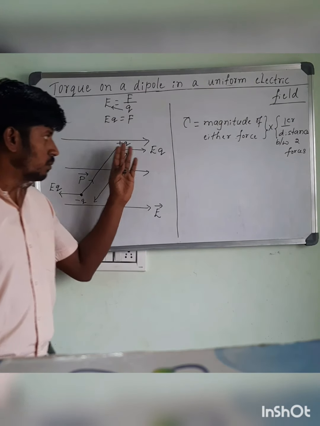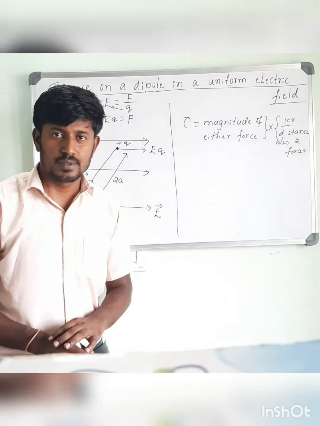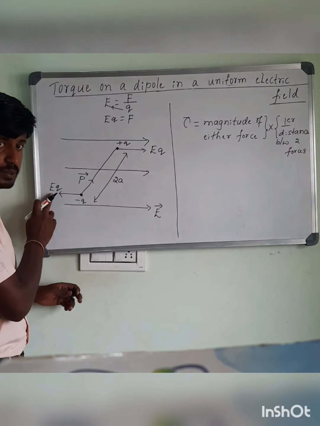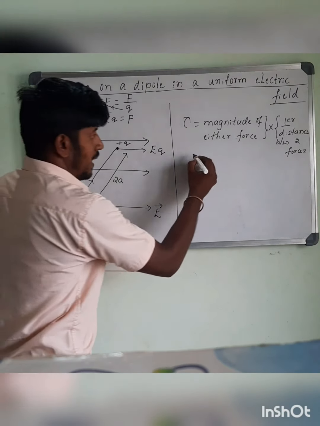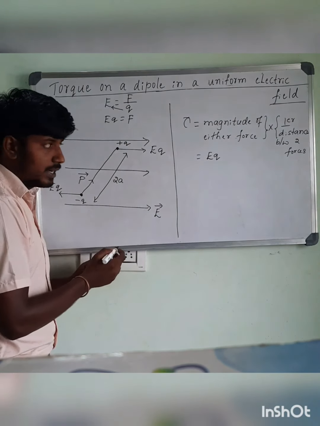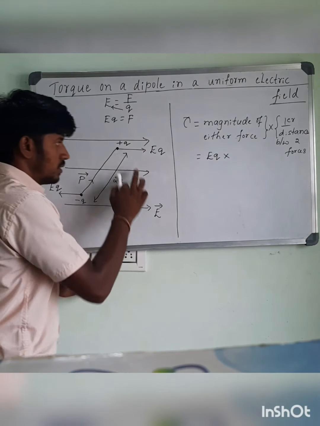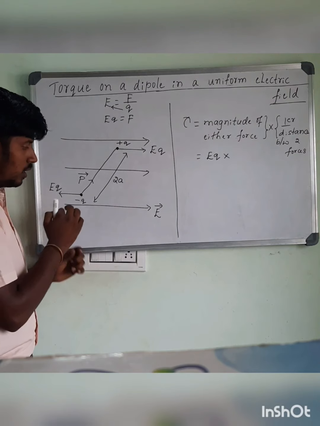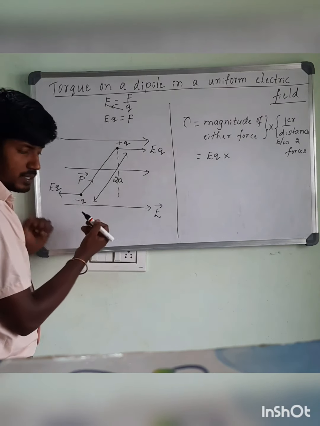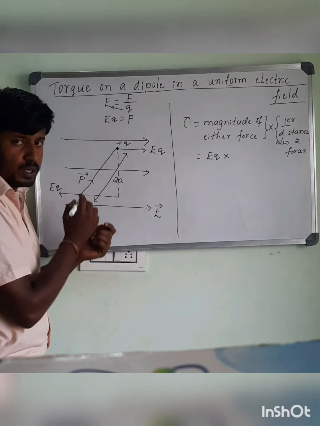So here we have two forces acting on two charges. You have to consider any one force, the magnitude of either force. Don't take the negative sign, because if you take this one, you will get minus. So magnitude of either force means it is EQ, because force is nothing but the product of electric field and charge, into the perpendicular distance between two forces. This is one force, this is one more force. Here we don't have the perpendicular distance. To get the perpendicular distance, draw a dotted line from here to here, and this is the perpendicular distance.